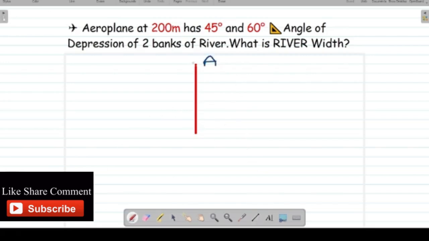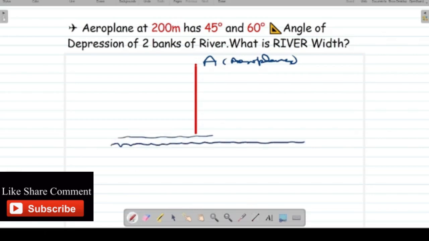Let us mark the positions first. This A is the aeroplane position. And from this point, there is an angle of depression. What is the angle of depression? That is 45 degree and 60 degree of two banks of a river. So you need to understand first, there is a river which is flowing. Now, these are the two banks. Let us mark them as B and C.